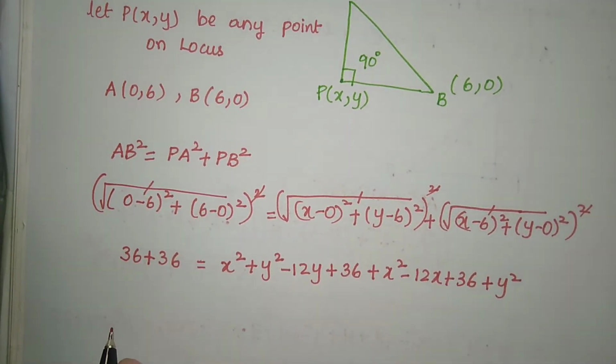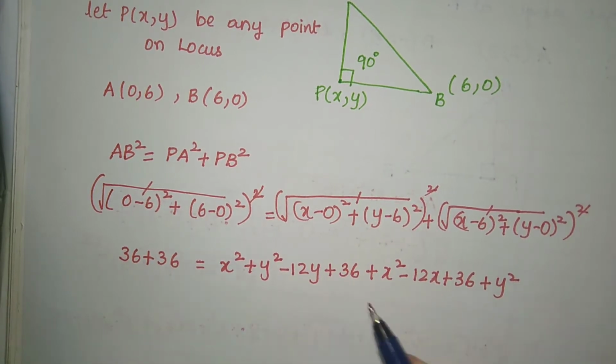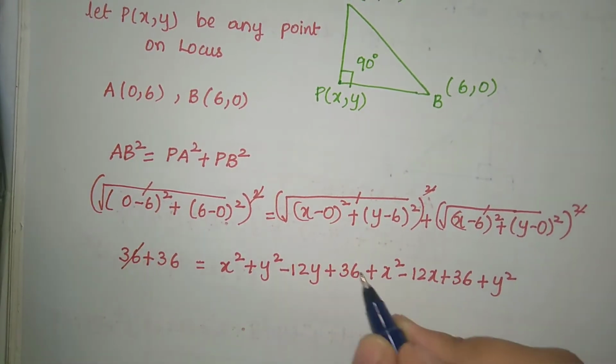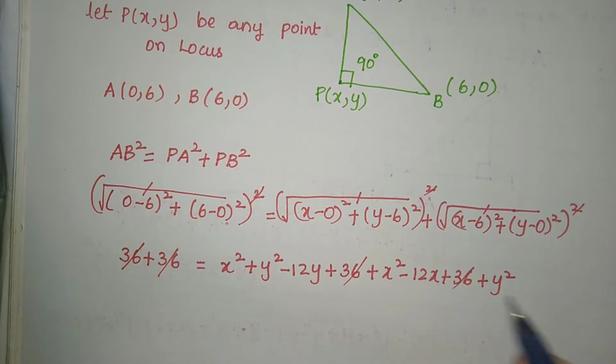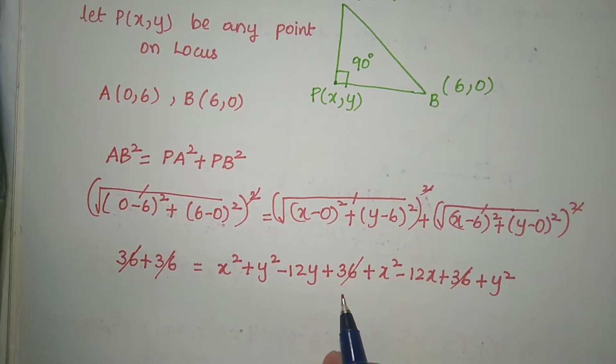So here, 36 plus 36. However, we have 36 here, 36 here, 36 here, 36 here. Because if we send this to this side, it will become minus 36, and 36 minus 36 will become 0.